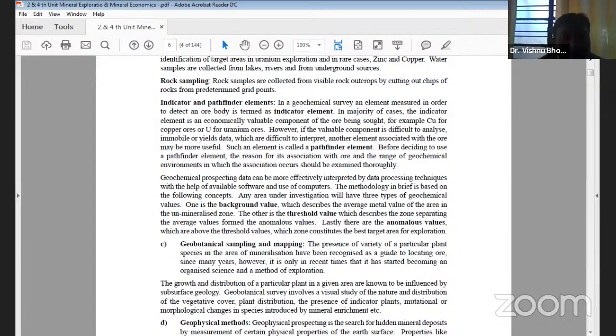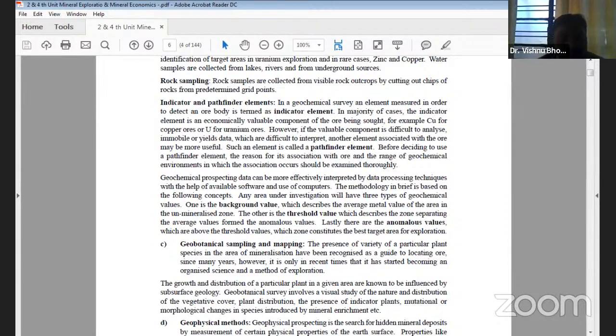And when we say pathfinder, it means one element giving information about another element. Just as an example, if you see arsenic, it is a good indicator, a good pathfinder for a gold deposit. This arsenic is called a pathfinder element here.